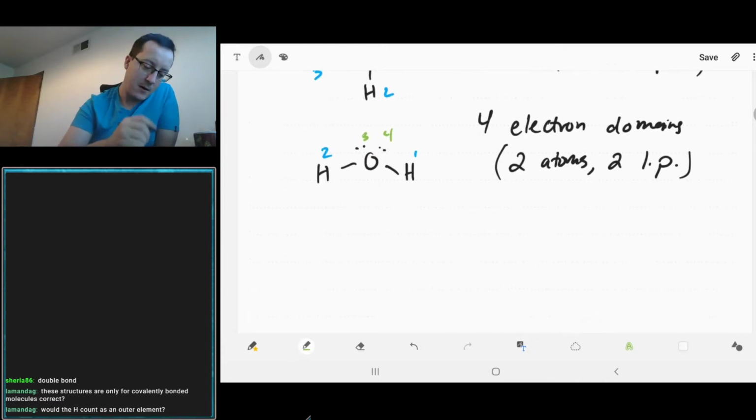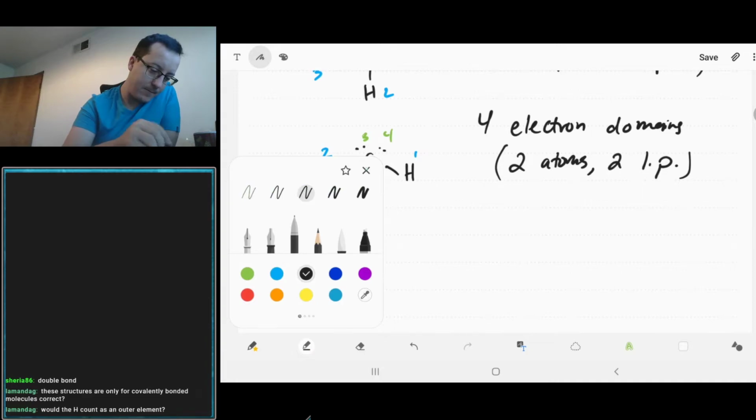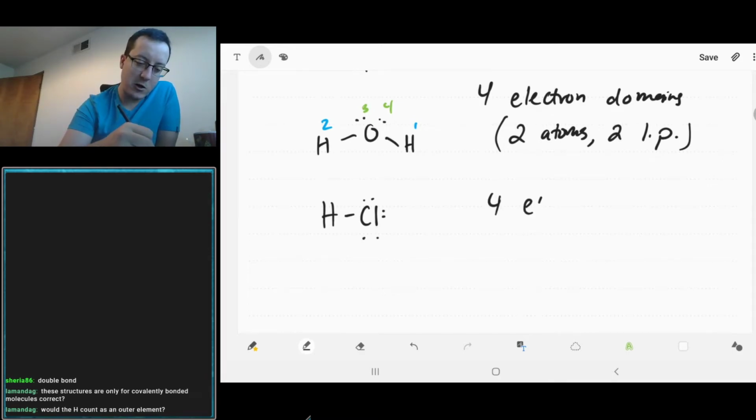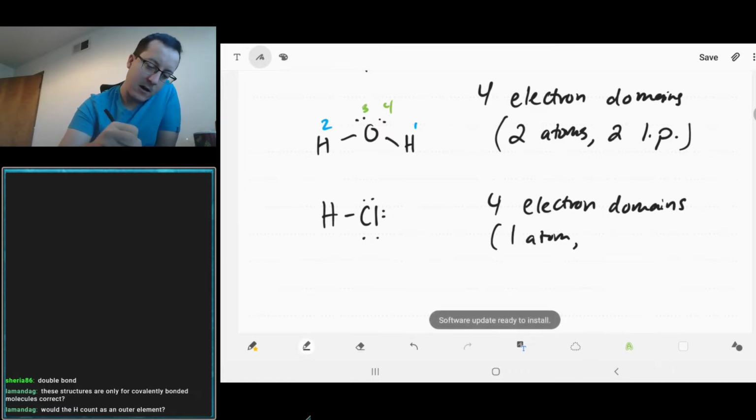Exciting, I know. And here's another one. In this case, we're going to look at chlorine as our central atom. And lo and behold, it also has four electron domains. And in this case, we have one atom and three lone pairs.